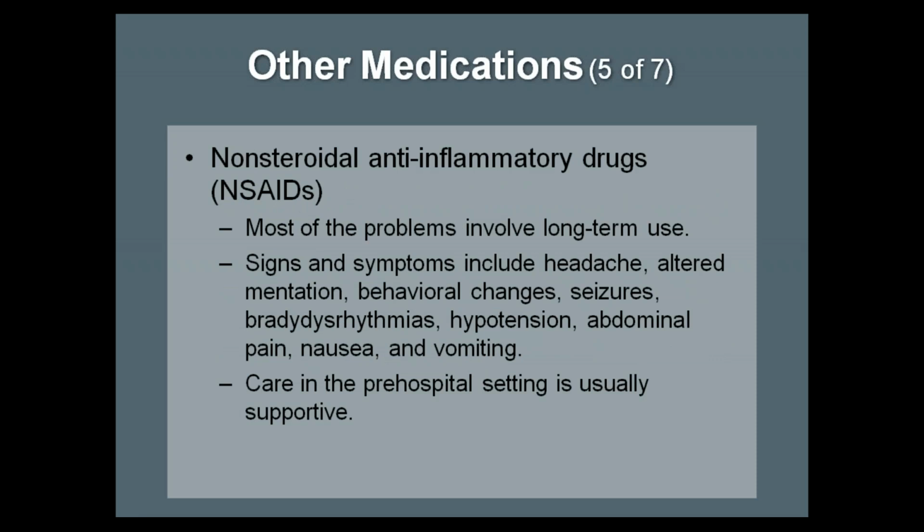NSAIDs. NSAIDs are like aspirin or Aleve. There's a bunch of them out there. They're prescription strength, the ones that are very common that get prescribed to people all the time. Most of the problems associated with these are over long-term use. Headache, altered mentation, maybe they'll have abdominal pain. Again, it can be ABCs and IV access.